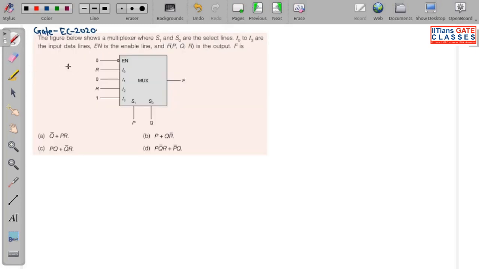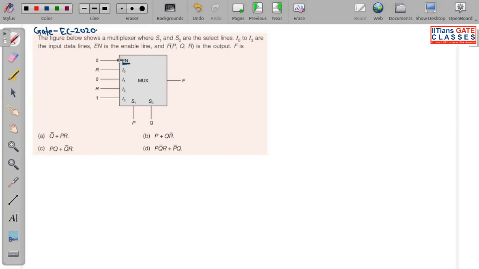Okay, so another question they have asked in GATE ECE. This was a very simple question. Look, the figure below shows a multiplexer where S1 and S0 are the select lines, I0 to I3 are the input data lines, EN is the enable line, and F(P,Q,R) is the output. They want to know F. Look, this is an active low enable.